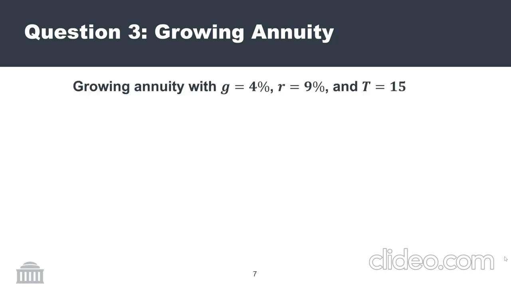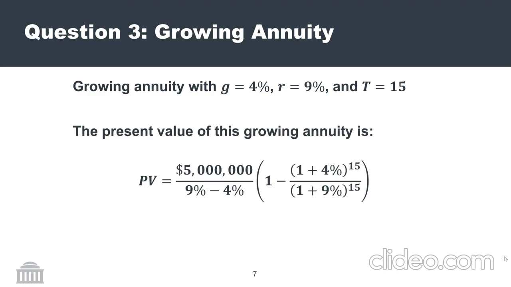Now let's do something smarter. Notice that the stream of cash flows that we have in this question represents a growing annuity. Each payment grows at a growth rate g equal to 4%. The discount rate is 9%, and the number of periods over which we get cash flow is 15 years. So therefore, to find the present value of this stream of cash flows, we can use the growing annuity formula.